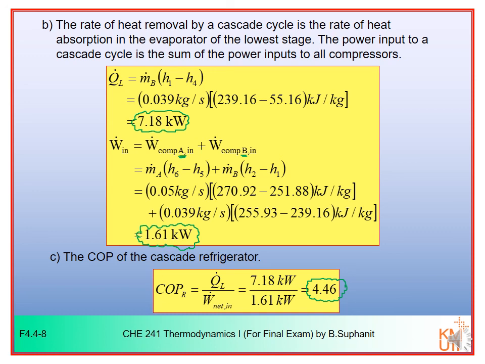This is 4.46. Now if you use the same conditions, between the highest pressure and the lowest pressure, and then try to calculate the COP of the simple VCR, you can compare the COP of the simple VCR and the COP of this cascade VCR. You can check by yourself. You will find out that the COP of this cascade VCR will be higher than the simple one.